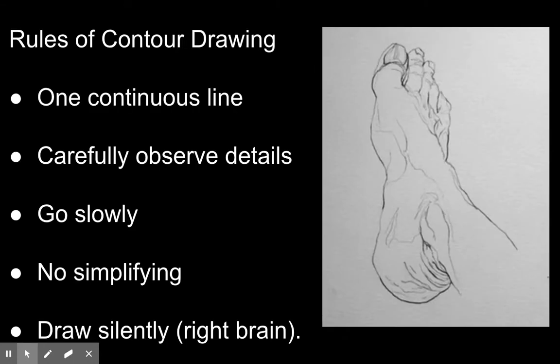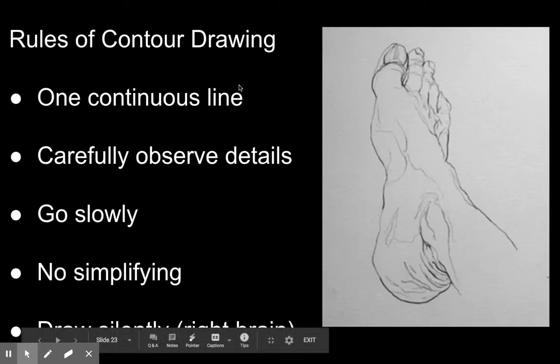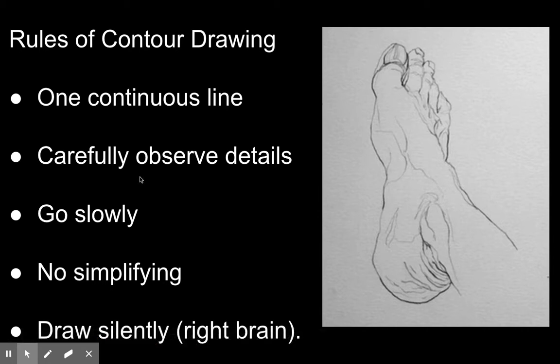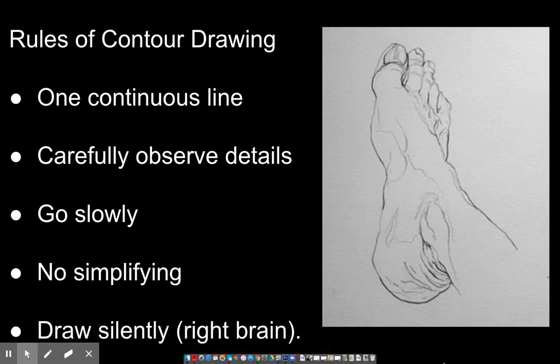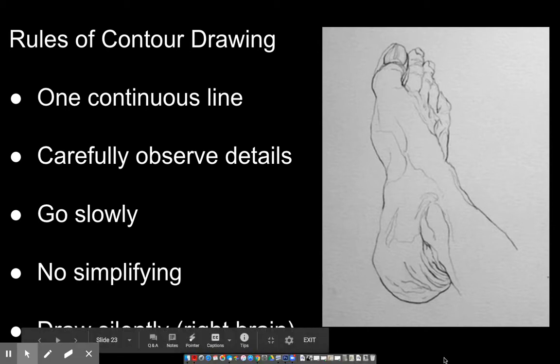So these are just more examples of contour portraits, your first step. And you'll spend a few days up to maybe a week at most doing this contour drawing. I would say aim to be done in about 3 days. You're going to remember when you're completing this drawing to use one continuous line, carefully observe details, go slowly, avoid simplifying, and draw silently if you can to really engage your right brain observational drawing muscles.